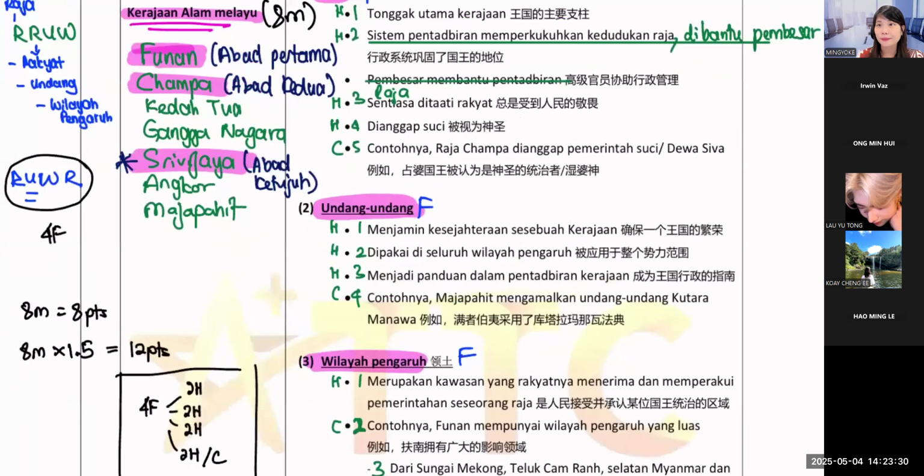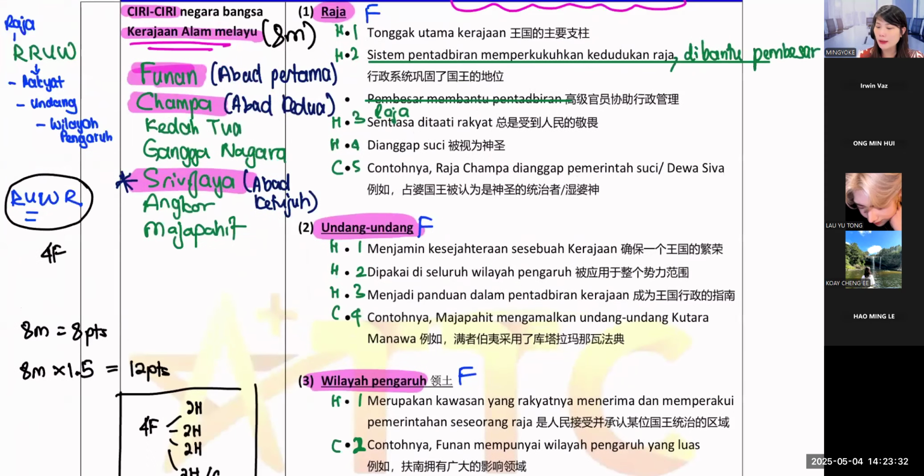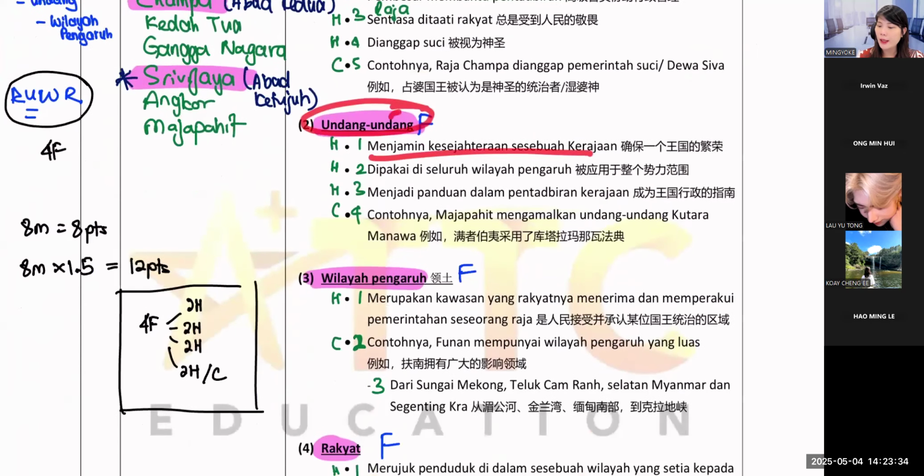Okay, now, so then the next one, undang-undang, is to ensure the well-being of the government. It is used in all areas and is a guideline of the government. Contoh Majapahit use Undang-Undang Kutara Manawa.